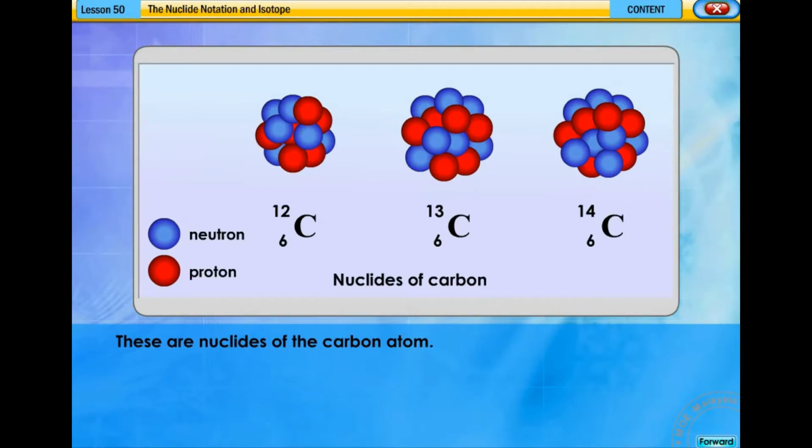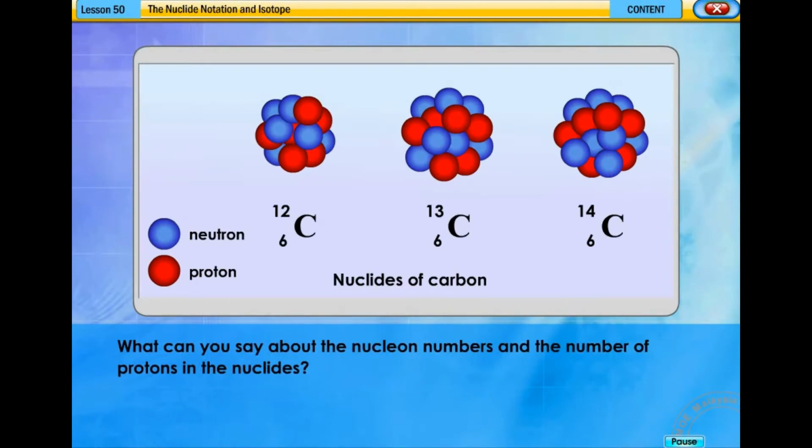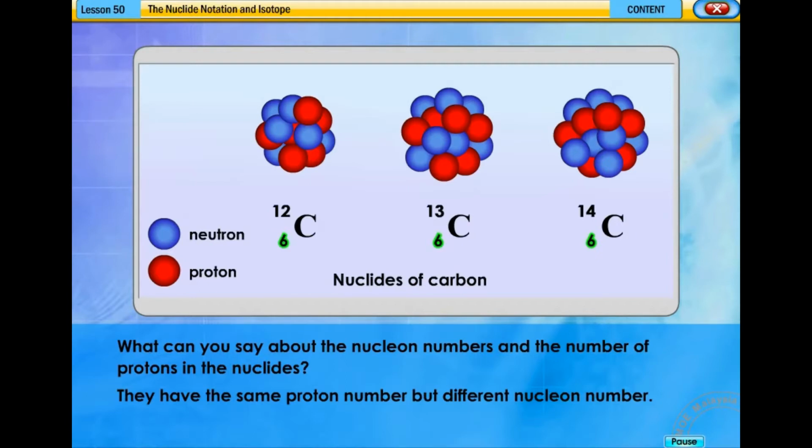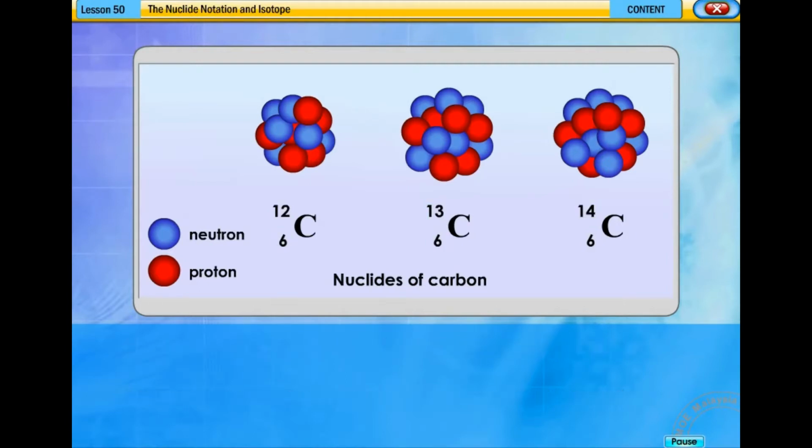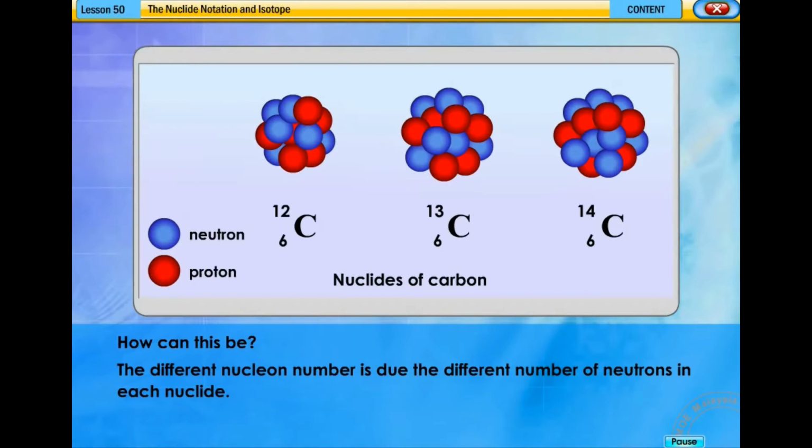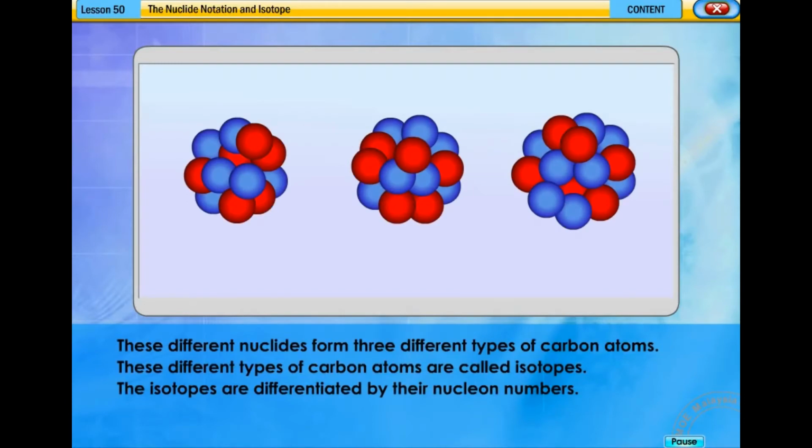These are nuclides of the carbon atom. What can you say about the nucleon numbers and the number of protons in the nuclides? They have the same proton number, but different nucleon number. How can this be? The different nucleon number is due to the different number of neutrons in each nuclide. These different nuclides form three different types of carbon atoms. These different types of carbon atoms are called isotopes. The isotopes are differentiated by their nucleon numbers.